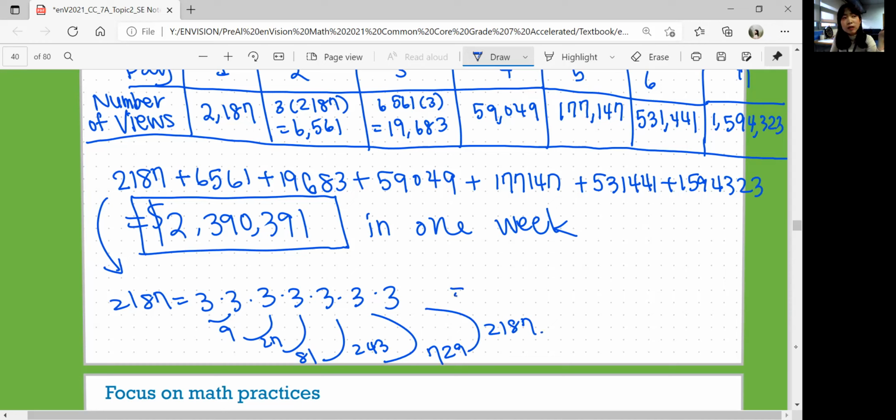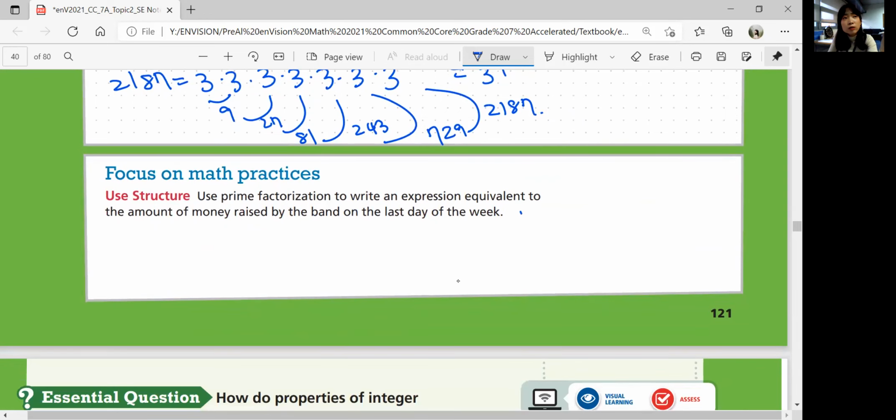And so you can write 2,187 as 3 to the how many power? 7. Okay, but you are also multiplying 3 over here, over here, over here. Multiply 3, multiply 3, multiply 3. And how many times? 1, 2, 3, 4, 5, 6 times, right? So starting from 2,187, you multiply 3 6 times.